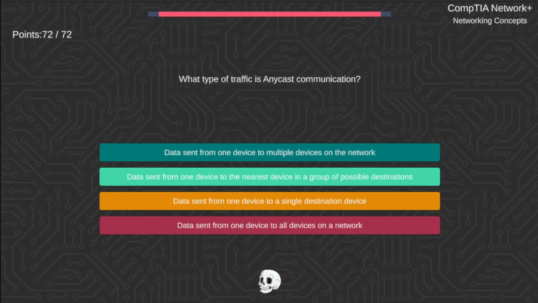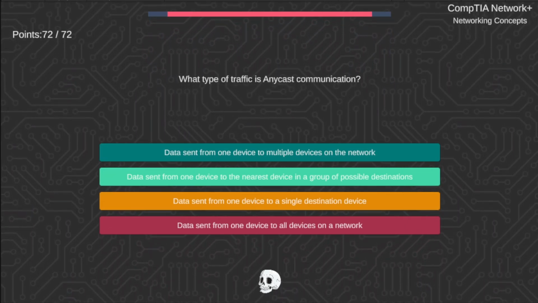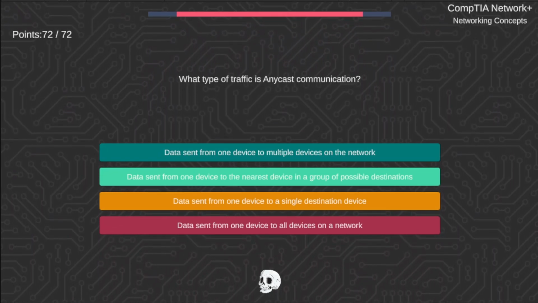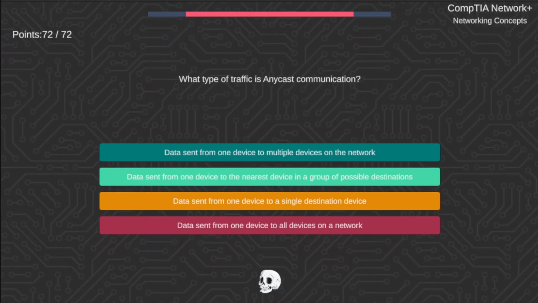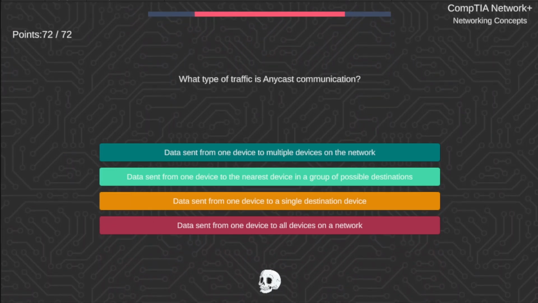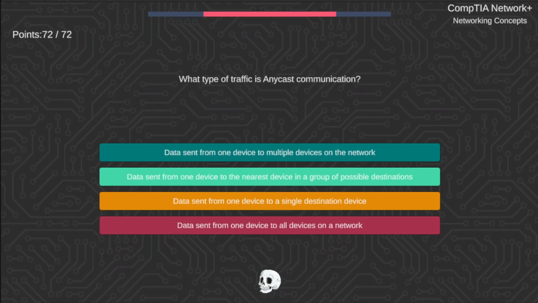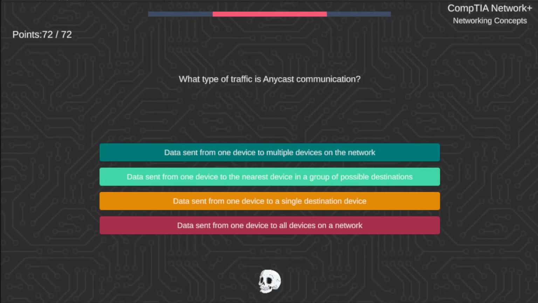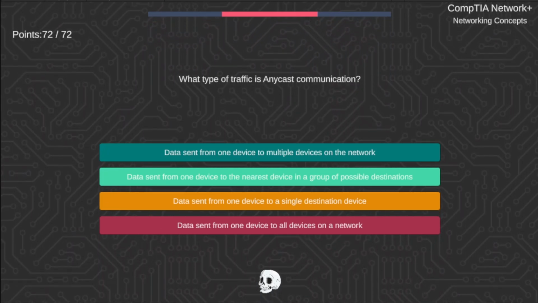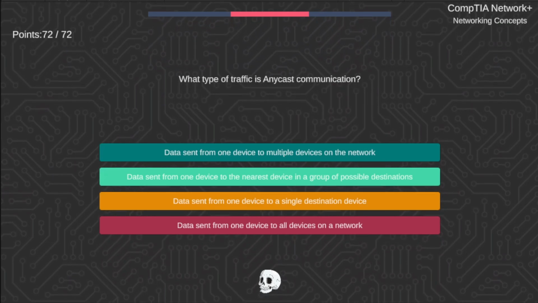What type of traffic is anycast communication? Data sent from one device to multiple devices on a network, data sent from one device to the nearest device in a group of possible destinations, data sent from one device to a single destination device, or data sent from one device to all devices on a network? Anycast communication.